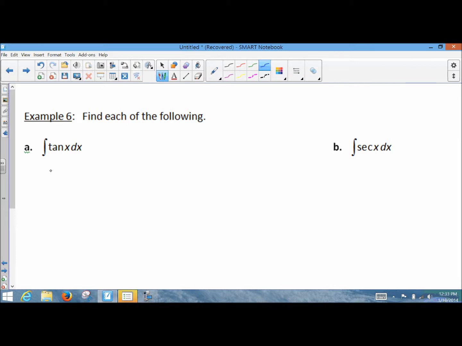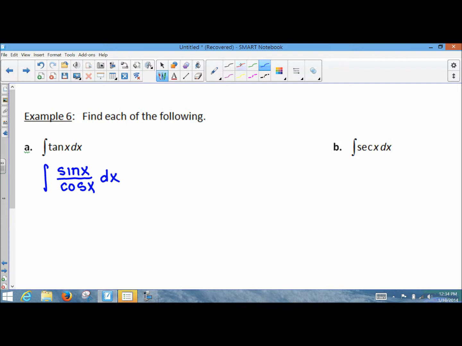For example 6a, in the case of the integration of tangent of x, I'm going to do something with tangent of x that many of you would have probably done in a trig class, and that would be to change it to the sine of x over the cosine of x. Sometimes it's easier to work with sine and cosine than it is with tangent. Now, where does that lead us?